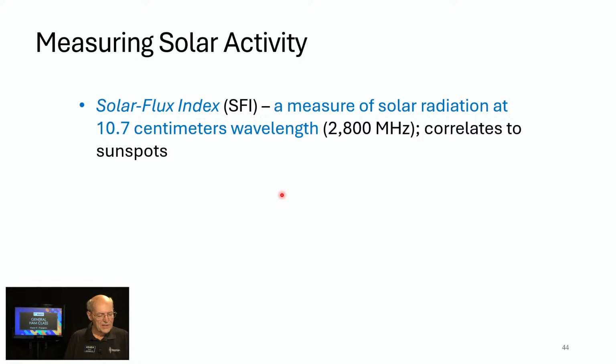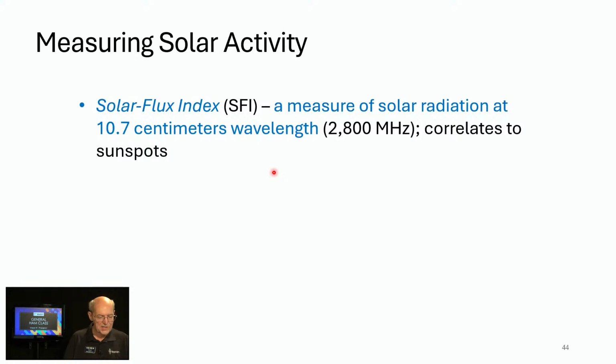Here's another interesting concept, solar flux index. This is a measure of solar radiation at 10.7 centimeter wavelength, which is 2800 megahertz, which correlates to sunspots. Well, if you've got sunspots, what do you need the solar flux index for? Because they correlate to one another. And there's a diagram in our book, I think it's page 8-8, but you don't have to go there if you don't want to, that gives the correlation between SFI and sunspots.